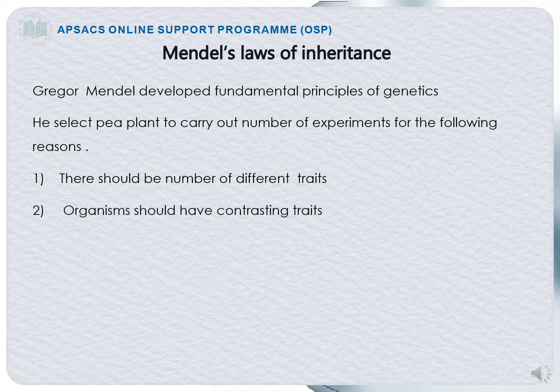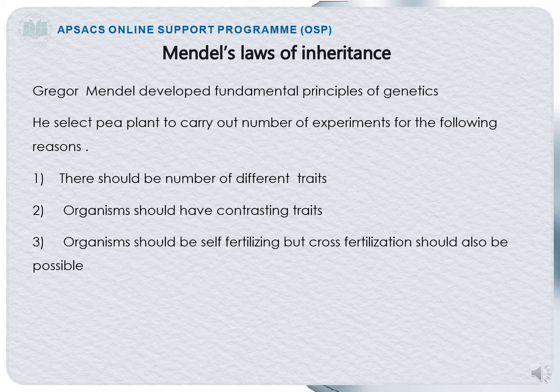Organisms should have contrasting traits. For example, in the pea plant, the seed shape is round as well as wrinkled. The seed color is yellow as well as green. So there are different contrasting traits present in the pea plant.